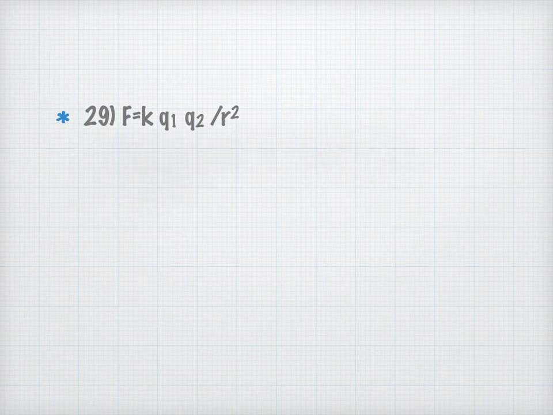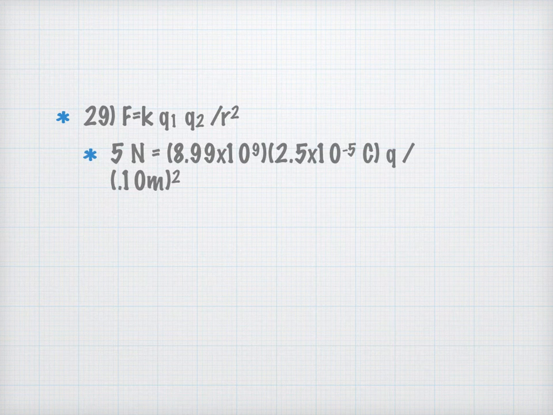So we plug in the numbers that we are told. 5 newtons. 8.99 times 10 to the 9th is our K. 2.5 times 10 to the negative 5th is the 1 charge. Q is the unknown charge. And the distance between them is 0.10 meters squared. Now you'll notice I changed it from centimeters to meters because they gave it to us in centimeters, but the K is in meters. And I haven't been putting units on K, which I should be. But anyway, it is in meters, so you have to make sure you change that to meters.